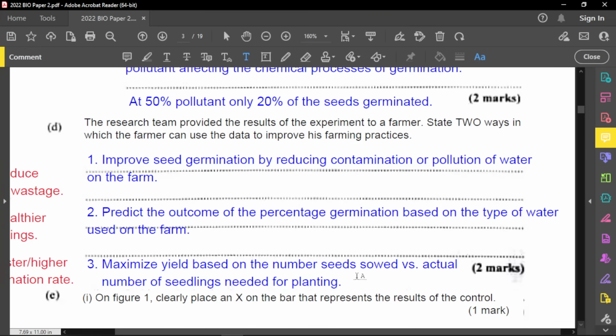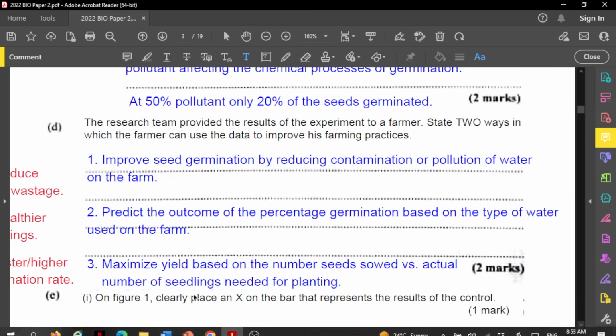So in other words, if you know that you have 100 seeds, for example, and if he knows that his water is 50% polluted, then he knows he's only going to get 20 seeds that will be germinated. So you know that 80 seeds will be lost. So he can use the numbers to predict how many seeds he actually will get. And so if you need a higher number of seeds, then you have to plant many more seeds to get those. Of course, there'll be a lot of wastage, but at least you understand exactly what to do.